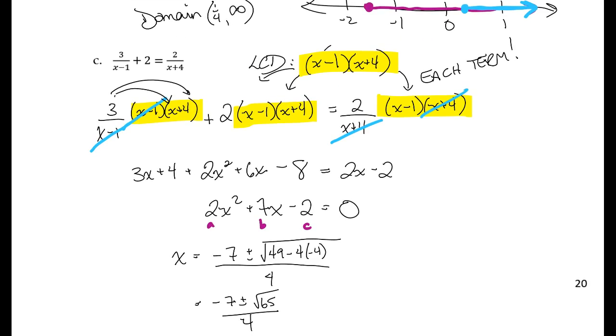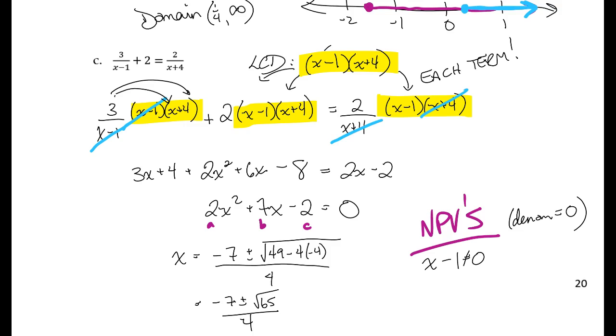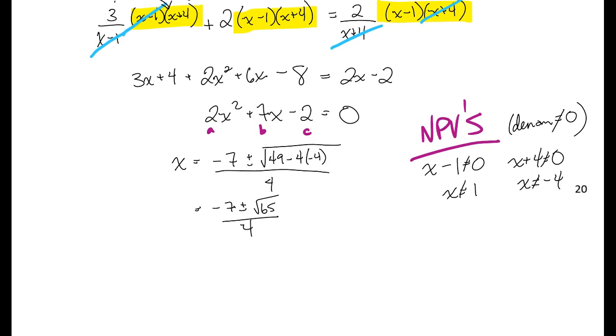The only thing we have to remember, don't forget, is that our non-permissible values are when my denominator is equal to 0. So x minus 1 cannot be 0, or the denominator can't be 0, whichever way you want to think about it. x plus 4 cannot be 0. So x cannot be 1 and x cannot be negative 4. Good news is that neither of these numbers is negative 4 or positive 1, because we got some weird funky radicals going on in there. So x can be both of these. Those are both valid solutions. Okay.